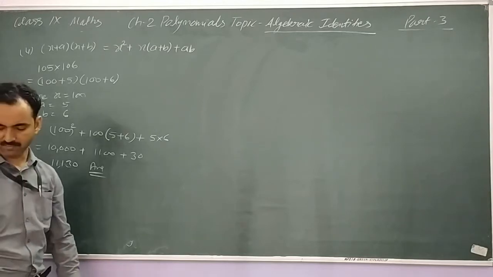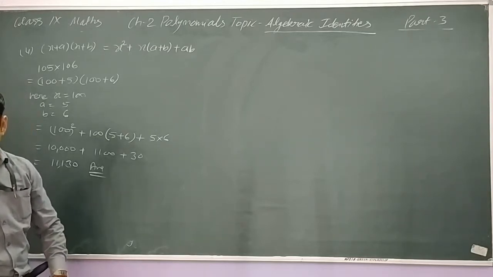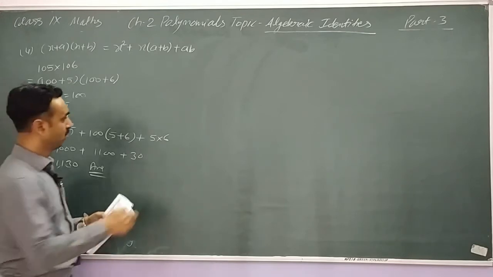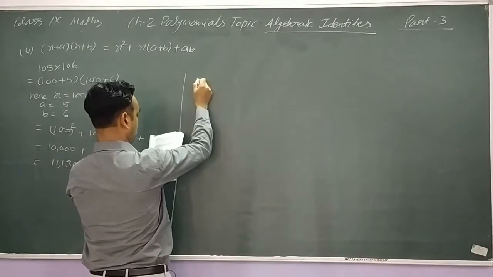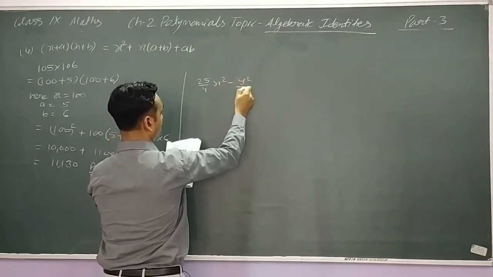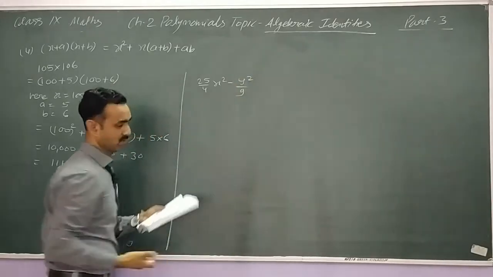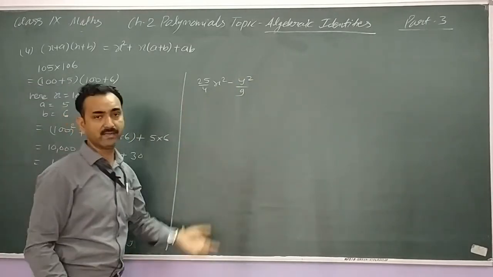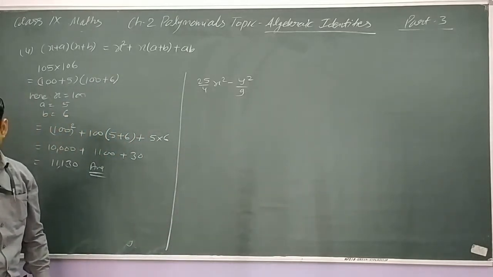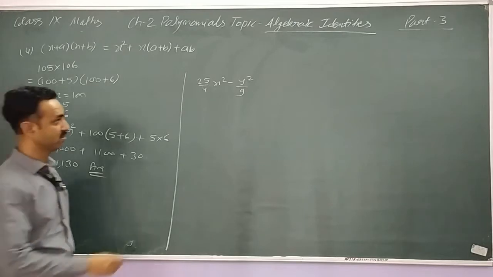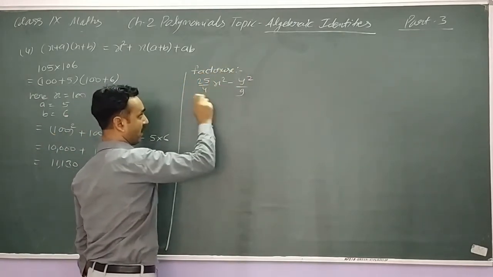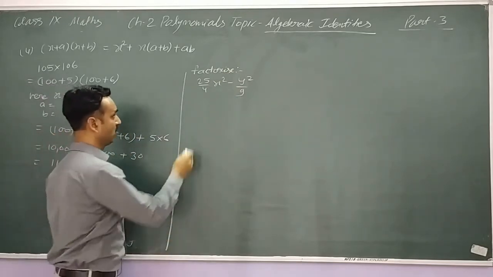Let's take one more example to understand better. (25/4)x² minus y²/9. So how can we find the factor form of this question? The question is factorize. You have to factorize this given polynomial.